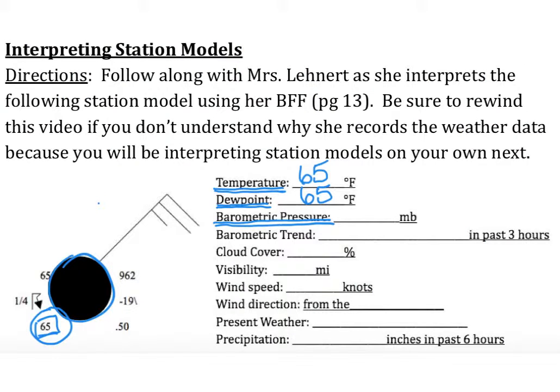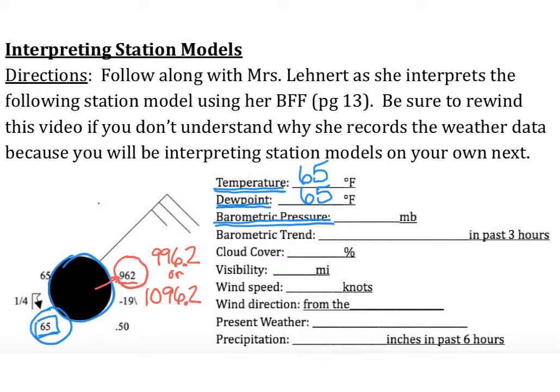So here's our pressure number. Remember, it's in the upper right-hand corner from our circle, and this time it is 962. Remember, we either need to put a 9 in front of that, so it would be 9962, and then we have to put a decimal between the last 2 numbers, or it could be a 10 in front of that number. So it would be 10962 with a decimal between the last 2 numbers.